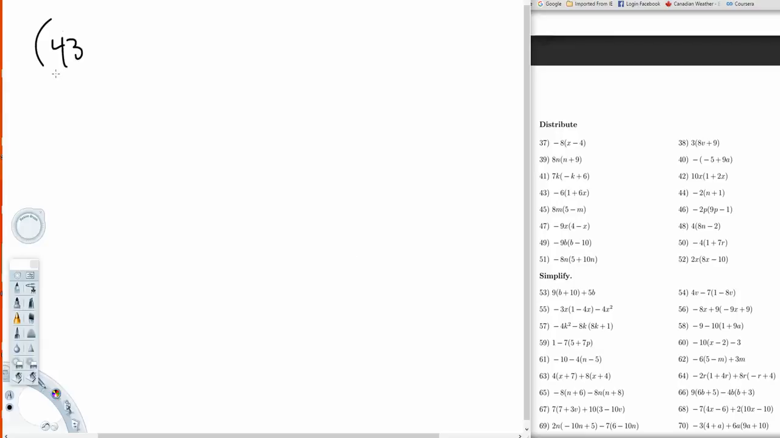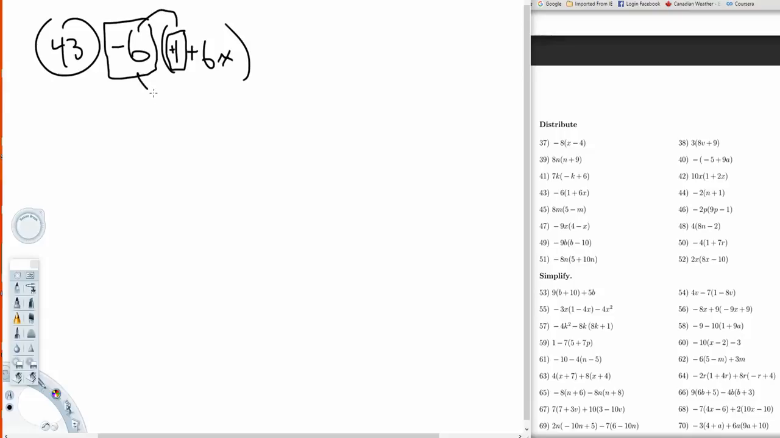Number 43 now. Minus 6, 1 plus 6x. All right. So I'm going to take a look at this minus 6. We're going to multiply it by 1 or positive 1, right? There's nothing to the left. And then, so boom. And then we're going to take the negative 6 and multiply it by the positive 6x.